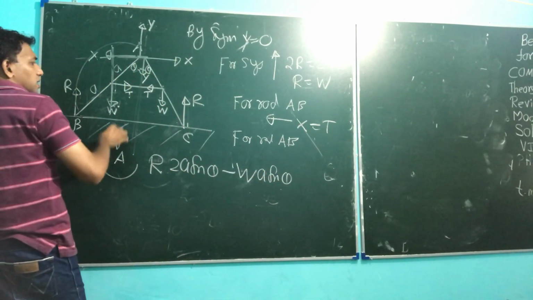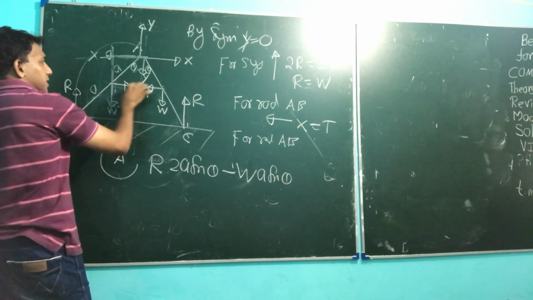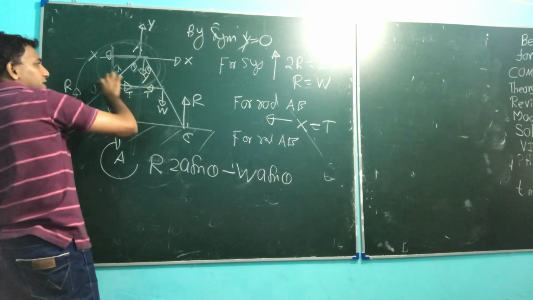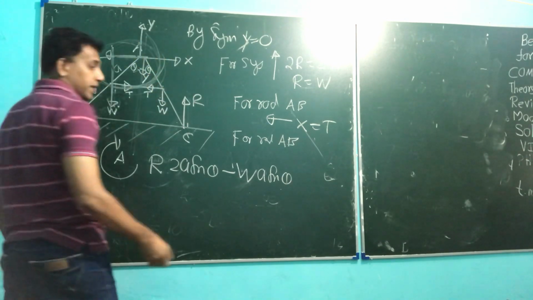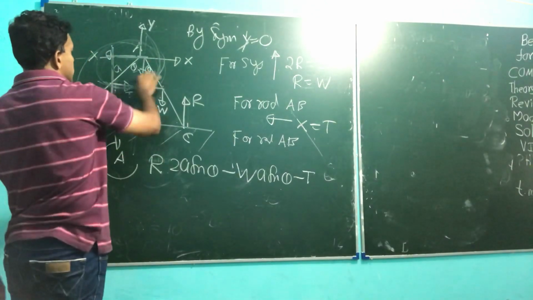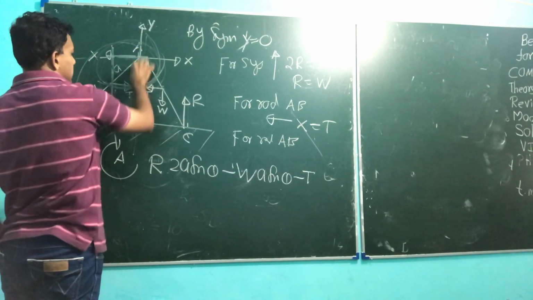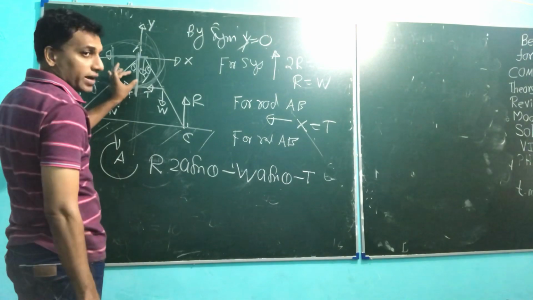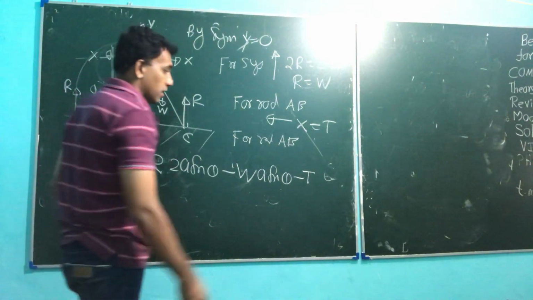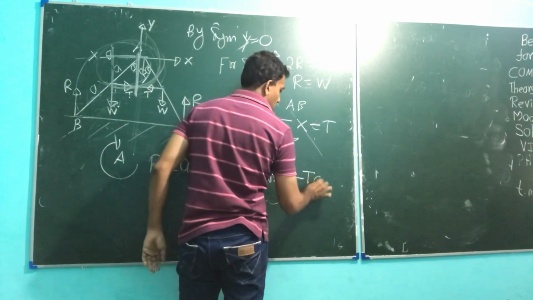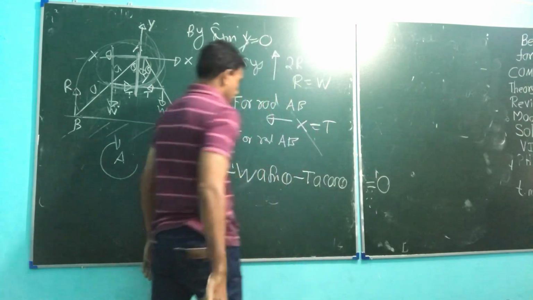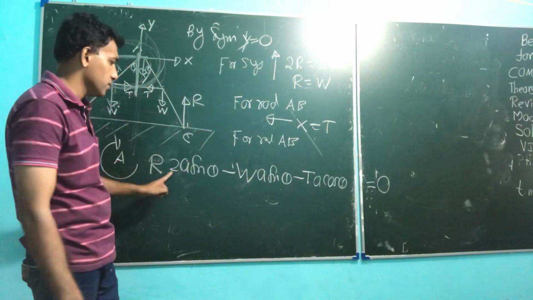What about T? T acts in the opposite direction, the other side, right? So minus T into the distance, A cos theta, which is the line of action of T. A cos theta equal to 0. So you know R.